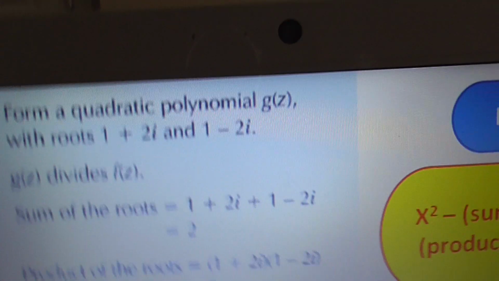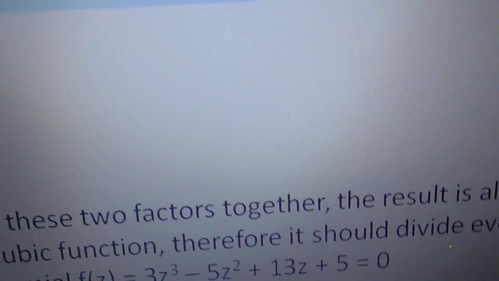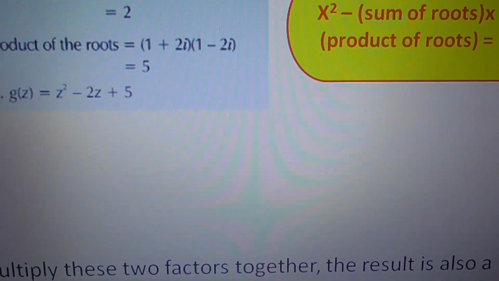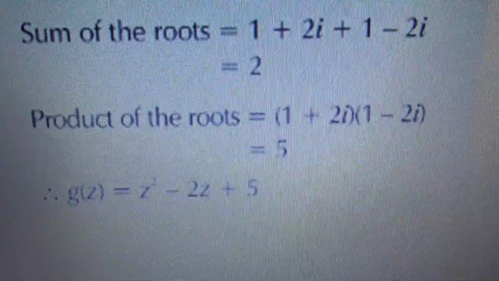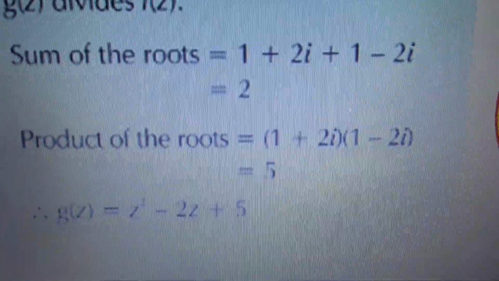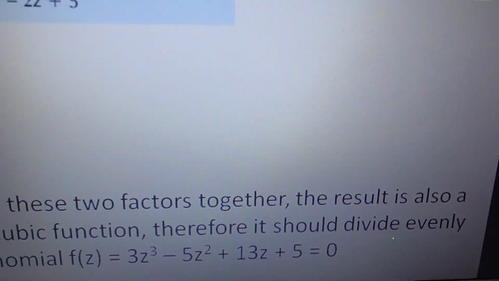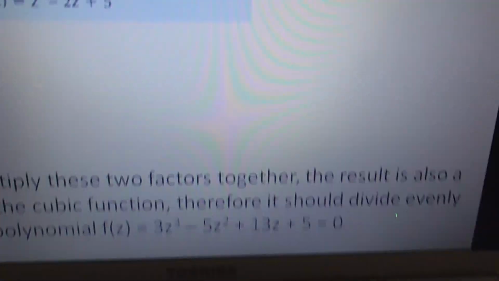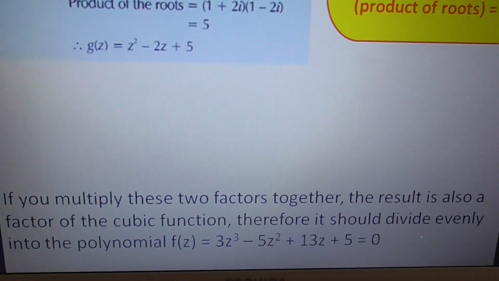Alternatively, you can do the method that I usually do, which is multiply the two factors together, split the brackets, multiply it all out. You'll still get that same quadratic, so it makes no difference which method you go with. So I am now going to divide that into that. That quadratic is a factor of the cubic, so it should divide into it evenly with a remainder of 0, and we'll get the other final root.